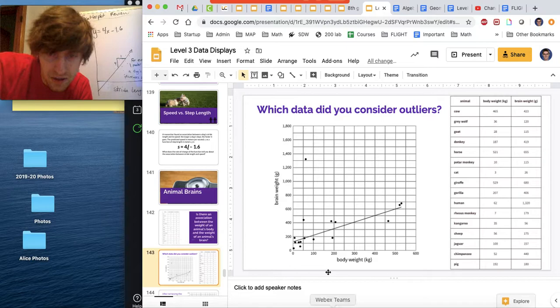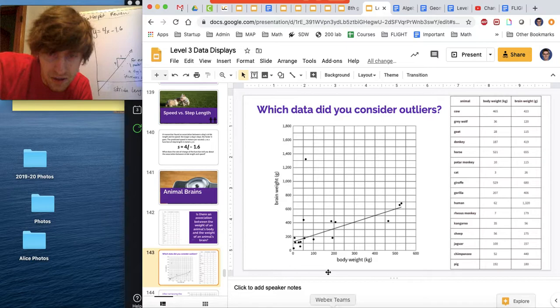So let's think about that. What does it mean to be above the line? That means that your brain is larger than average. Okay, this line is an average line. If you're below the line, it means your brain is smaller than average. So cats actually have smaller than average brains.